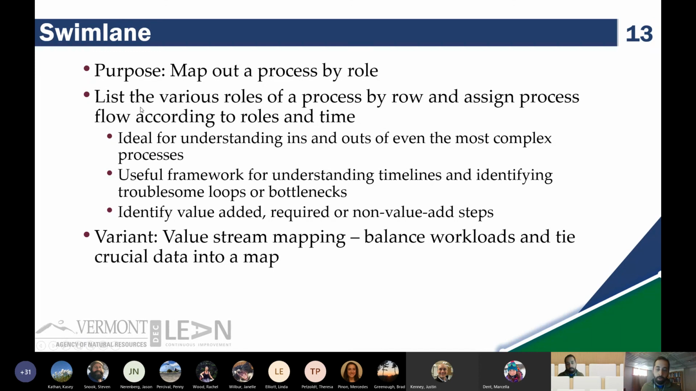So what happens first? What happens next? What are the decision points? Who does it go to? It's really great for identifying some key factors of waste in lean thinking. So where is there a lot of back and forth? Where are the feedback cycles? Where is something waiting a really long time? It's ideal for understanding the ins and outs of even the most complex processes. As long as you're rigorous about it, you can map out any process using process mapping. It's a great framework for understanding the timelines, understanding those loops or bottlenecks.